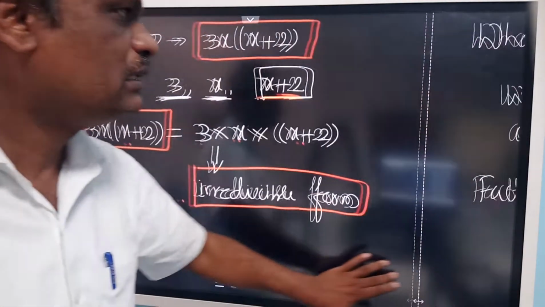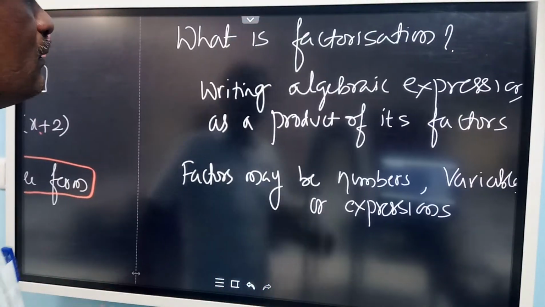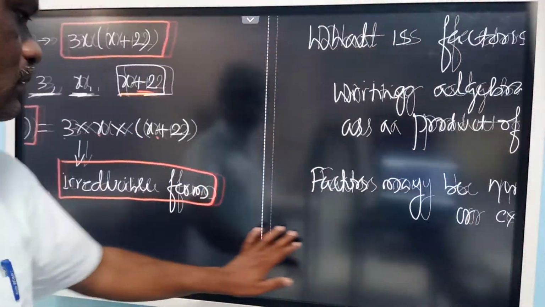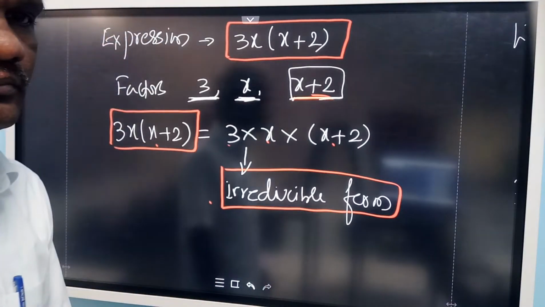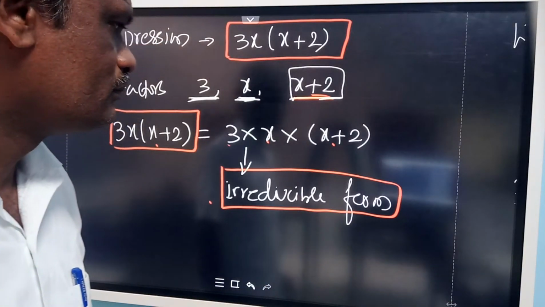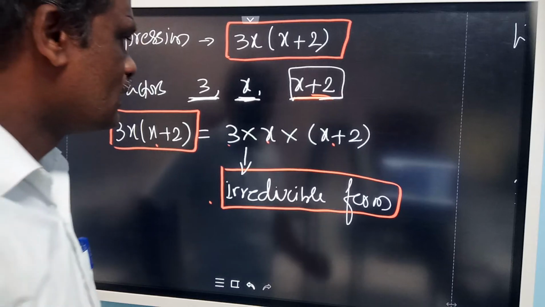So now let us see what factorization is. Excuse me, sir. Tell me. Sir, why can't we multiply 3x by x plus 2?